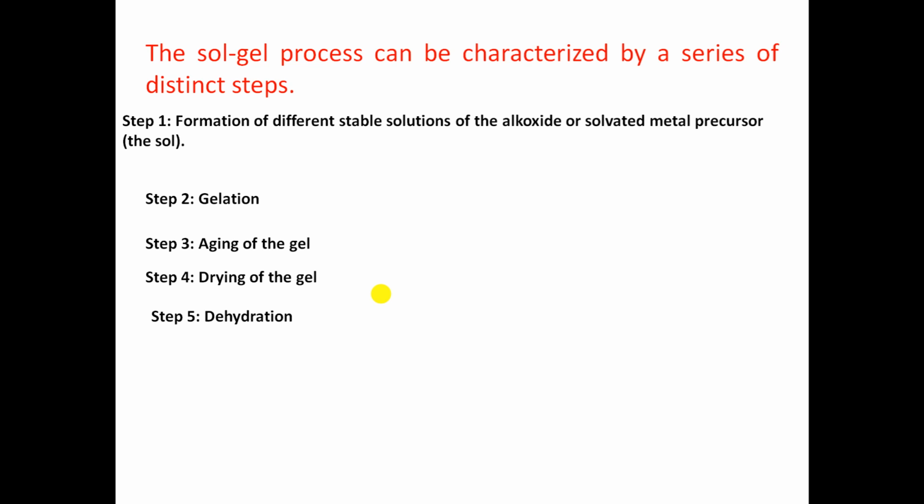The next, sixth step is densification and decomposition of the gel at a high temperature greater than 800 degrees Celsius. The pores of the gel network are collapsed and remaining organic species are volatilized, and we get different sized nanoparticles.